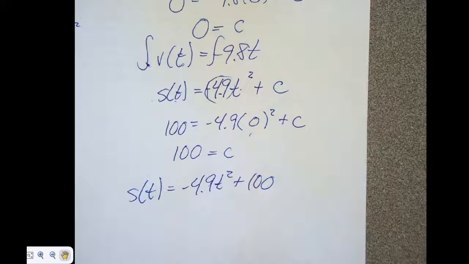There are 2 c's. So when I go from acceleration to velocity, there's going to be a c. I have to find it. And then when I find that one, I'm going to have to integrate again, so there's going to be a new c. I have to find them both. You're just doing it twice.